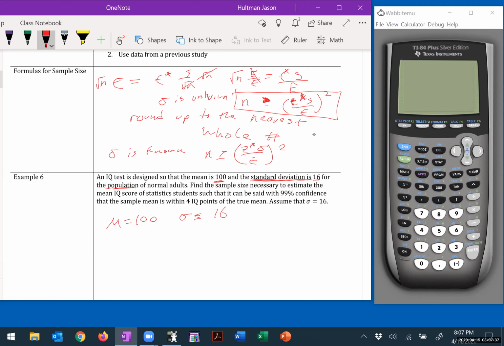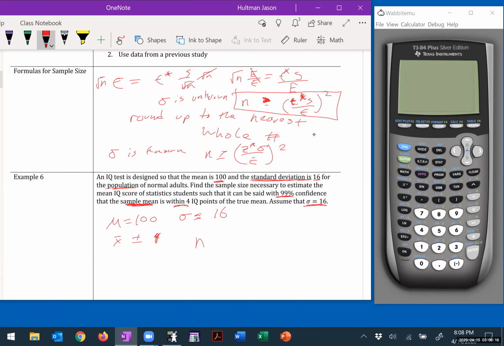Okay, find the sample size necessary to estimate the mean IQ score of statistics students such that it can be said with 99% confidence that the sample mean, X bar, is within plus or minus 4 IQ points. So X bar is plus or minus 4. Assume that sigma is equal to 16. So I want to get n, the sample size.